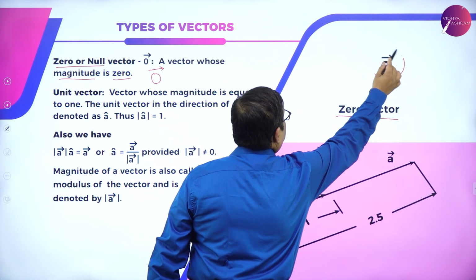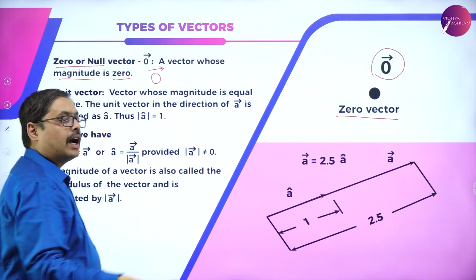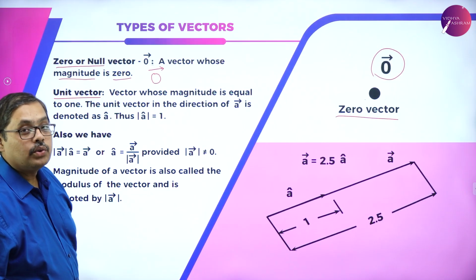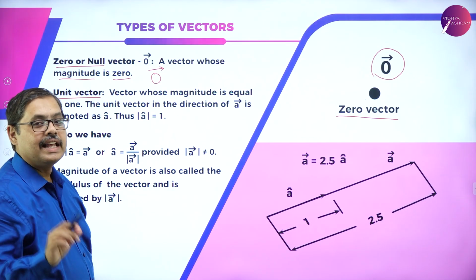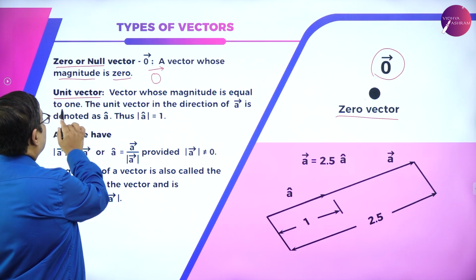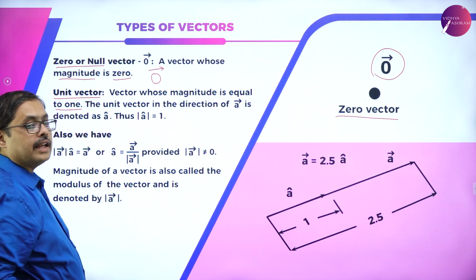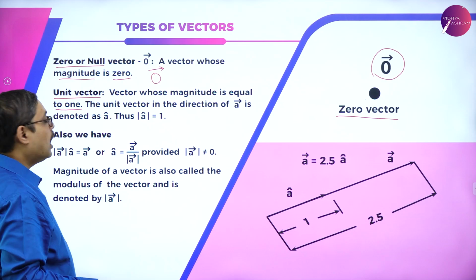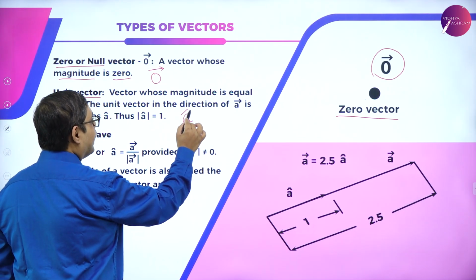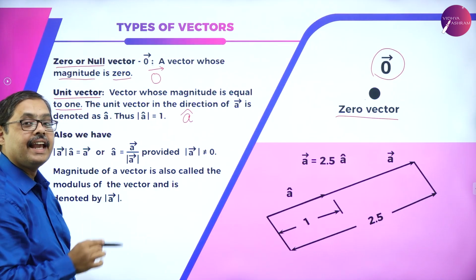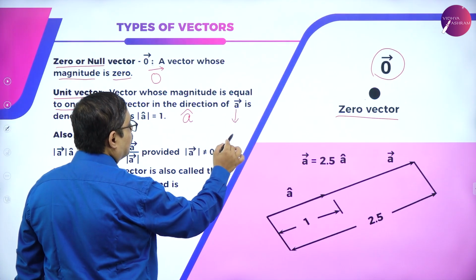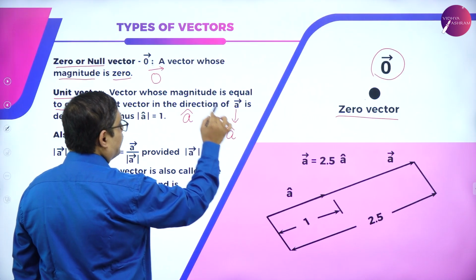There is nothing else. Then, after a zero vector, we have something called a unit vector. What is a unit vector? As the name itself suggests, the magnitude is unity, or 1. A vector whose magnitude is equal to 1 is called a unit vector. How do I represent a unit vector? I represent it by the letter A with a cap. I read it as A cap. So, if A is a vector, its unit vector will be A cap.